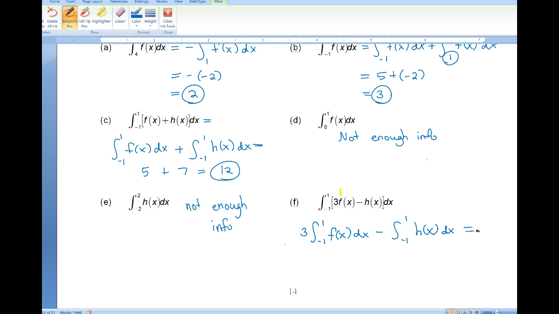So what's the integral from -1 to 1 of f of x? 5. So that's going to be 3 times 5, it's 15, minus 7. Okay, questions there?